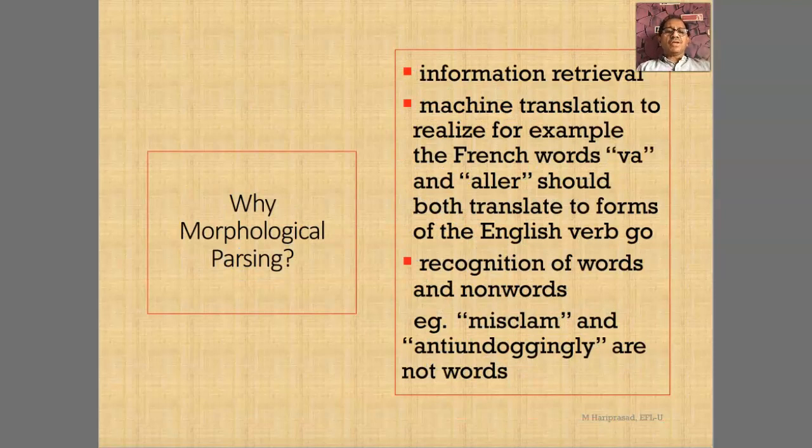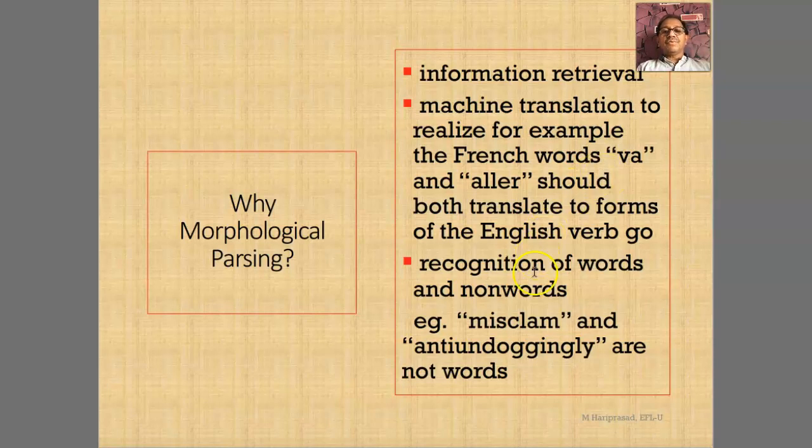But why do we need to do morphological parsing? In fact, we have already hinted at it. We need to do morphological parsing for information retrieval, and for machine translation. For example, the French words va and aller should both translate to forms of the English verb go. So when you're translating, you may find in French two words, va and aller, but both of them mean the same word go in English, right? So we need to parse the morphology of the words.